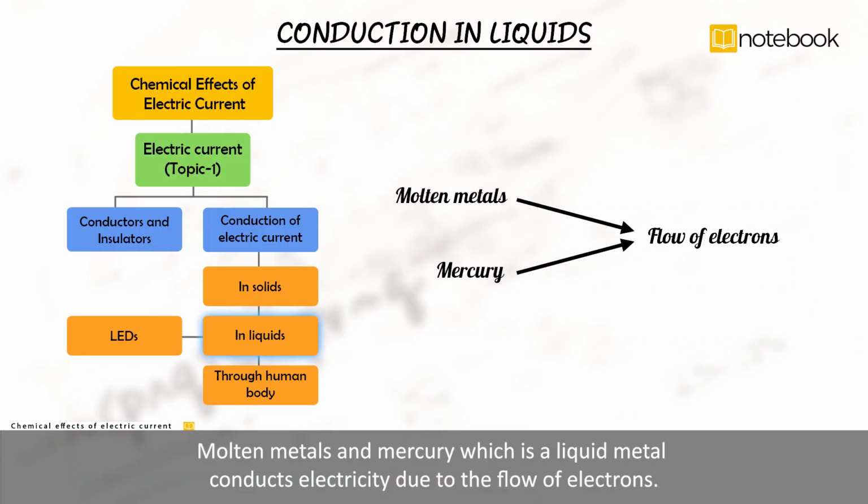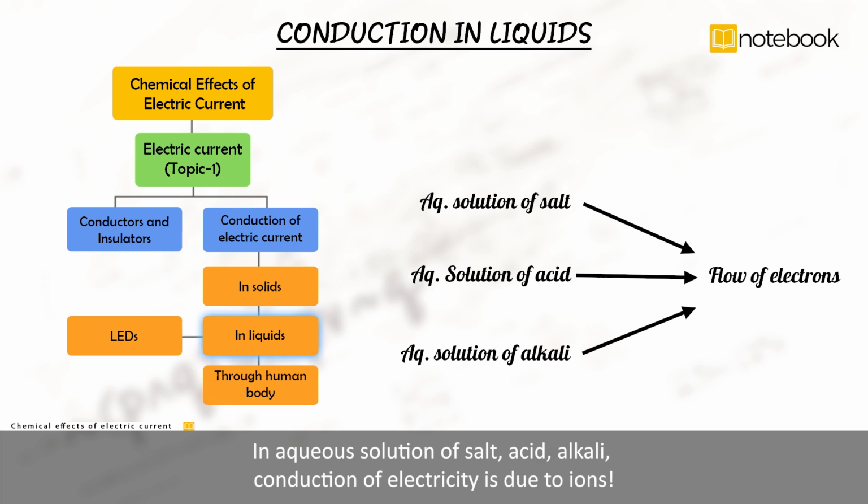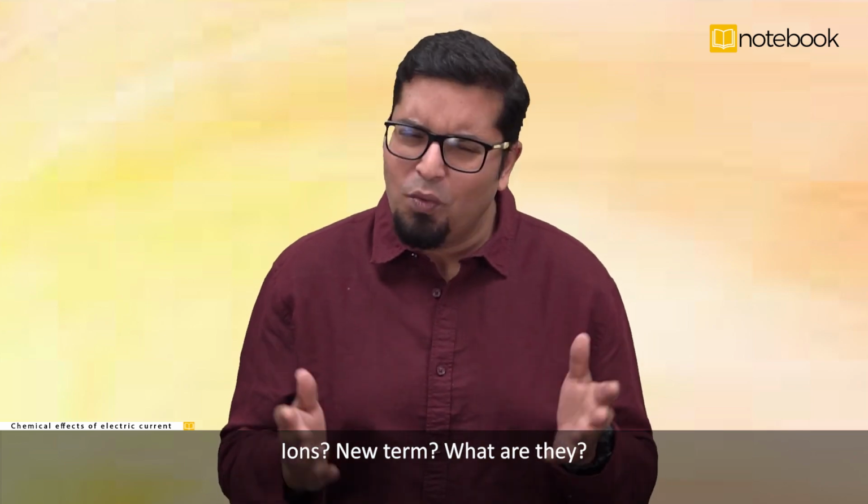Molten metals and mercury, which is a liquid metal, conduct electricity due to the flow of electrons. In aqueous solution of salt, acid, alkali, conduction of electricity is due to ions. Ions? New term? What are they?